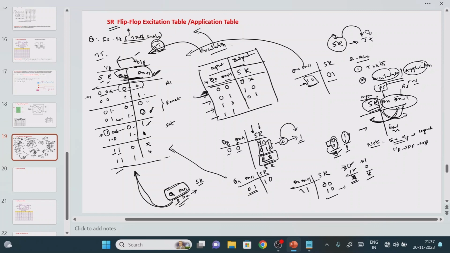Now here we have two sets of values which need to be converted into a single set of values. So how to write out this value? 0 1 means cross, 0 0 means same value, that is 0. What is the answer? Cross 0, right? So this is how we find the excitation table for the SR flip-flop, right? In the same class, we will try to find the excitation table for the remaining flip-flops also, right?